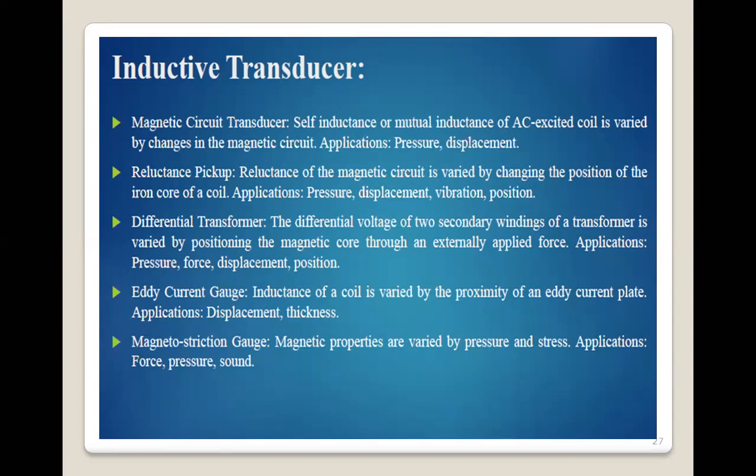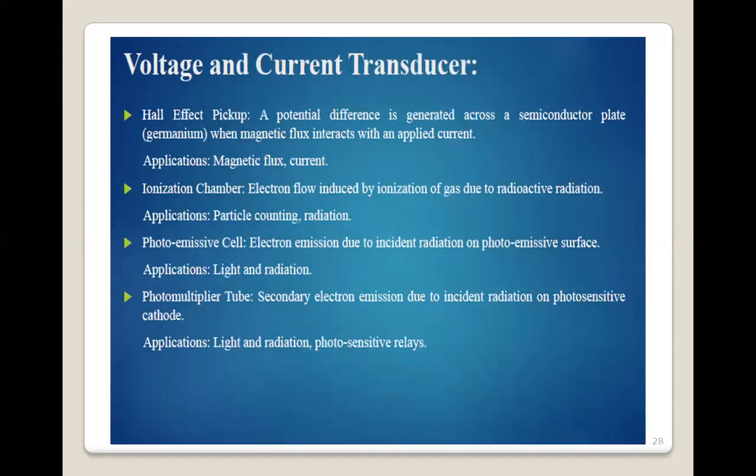Now the next one is the eddy current gauge. That means the inductance of the coil is varied by the proximity of an eddy current plate. It is used for the application of thickness or displacement, because the eddy current in the AC circuit depends on the thickness of the core. Next one is magnetostriction. That means magnetic properties are varied by pressure and strain, and its application is in the measurement of force, pressure, and sound.